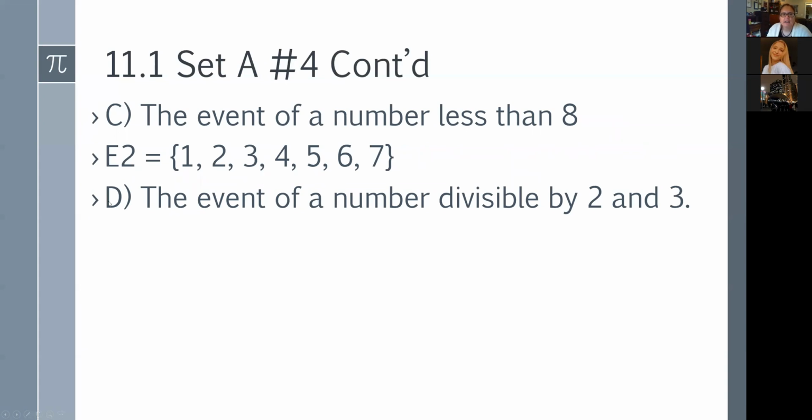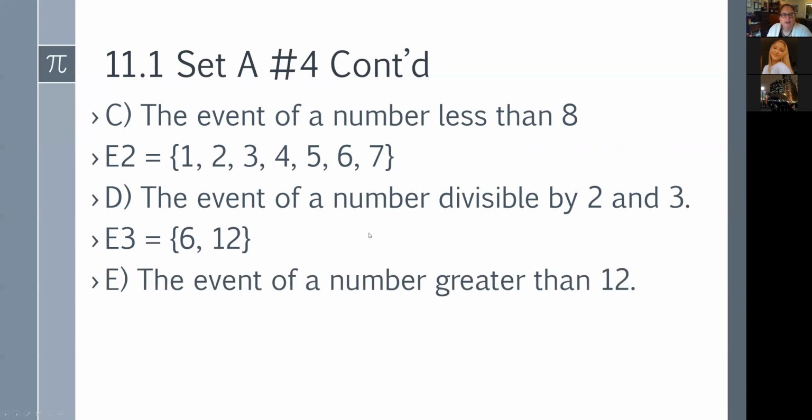Event D is getting a number that's divisible by 2 and by 3. So let's think, what could the number be if it's divisible by 2 and 3? It could either be a 6 or a 12. And part E is getting a number that's greater than 12. Well, since the numbers only went up to 12, there aren't any outcomes in this event. This event is the empty set.